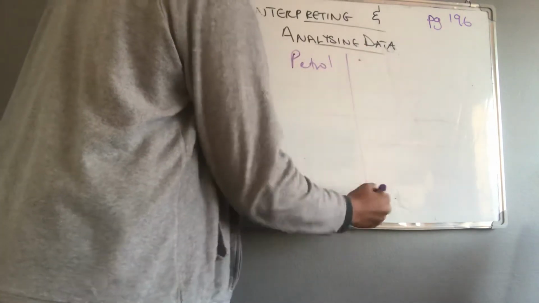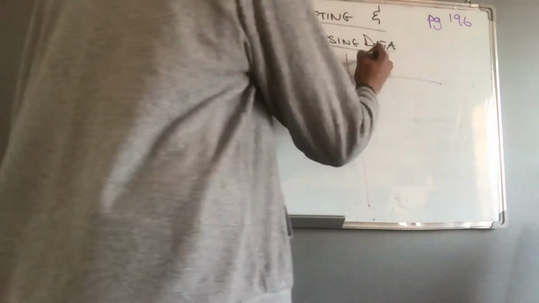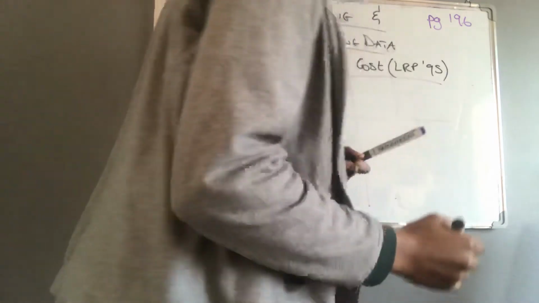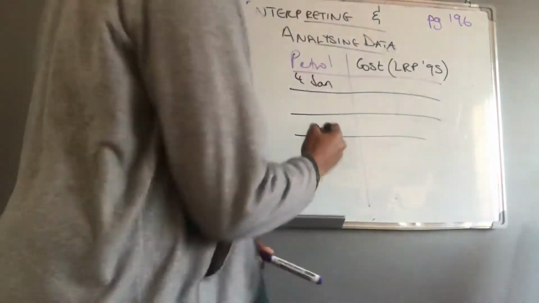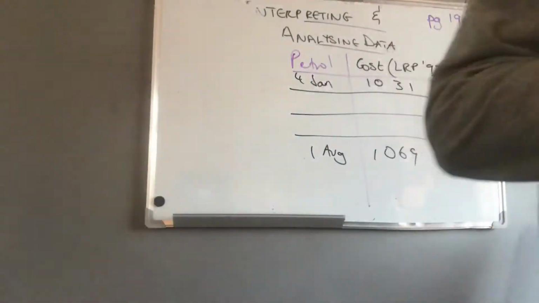So it's just a 2-column table, and then we have the cost of petrol this side. We can see that it starts on the 4th of January, and then goes on through to the 1st of August. It's 1069, 4th of January, 1031. So I'm just putting a few of the prices in.